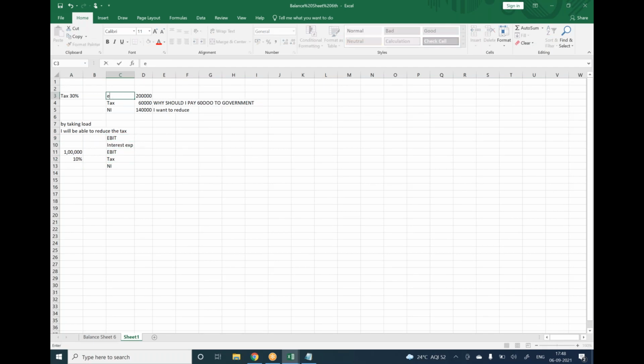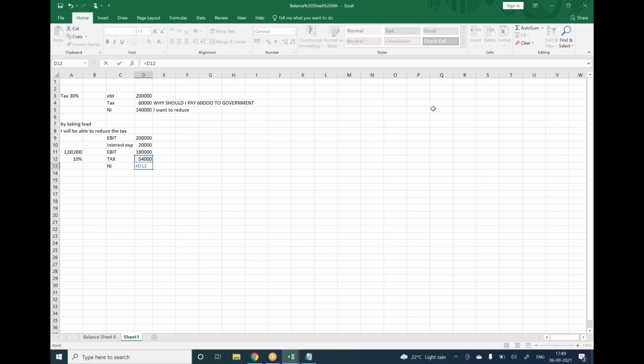Sorry, this is not EBIT, this is EBT. This is also EBT. So assume that this is something like 2 lakhs. Interest expense will be 2 lakhs into 10%. So now my EBT will be 2 lakhs minus 20,000 interest expense. Now what will be my tax? It will be equal to 18 lakhs into 30%. There you go. Suddenly 54,000.